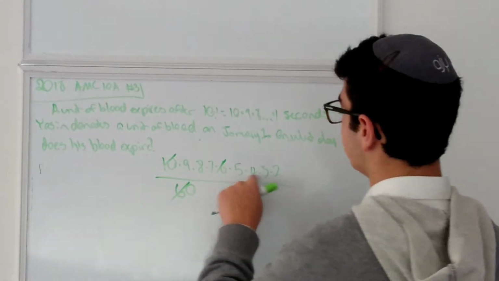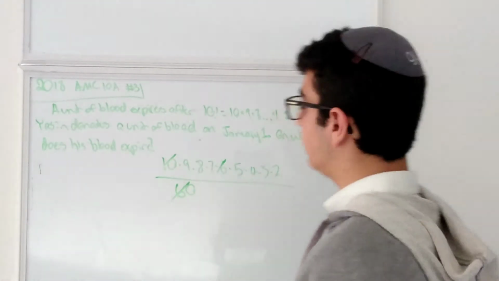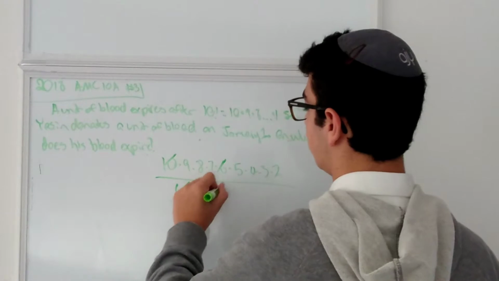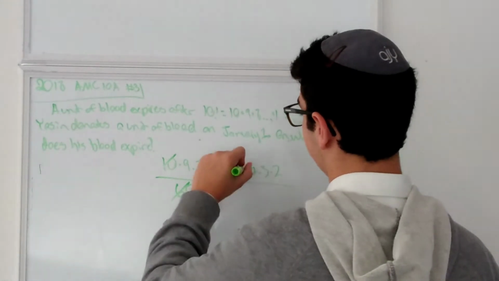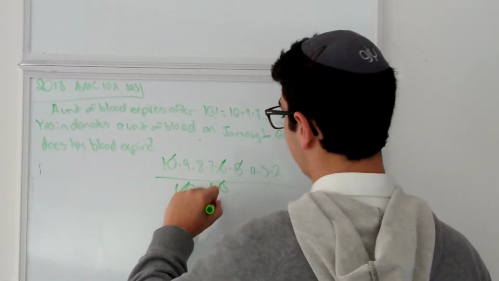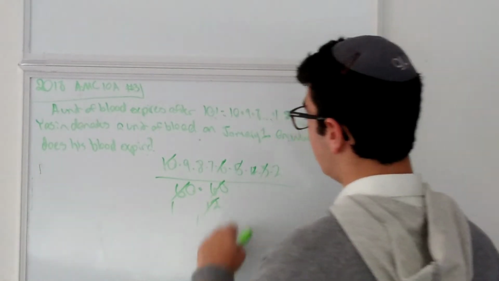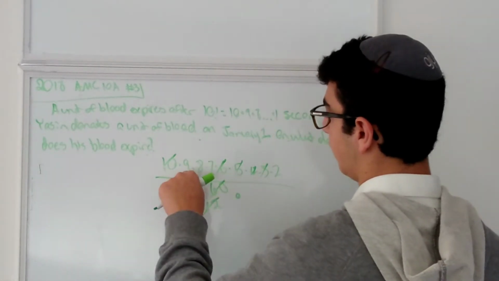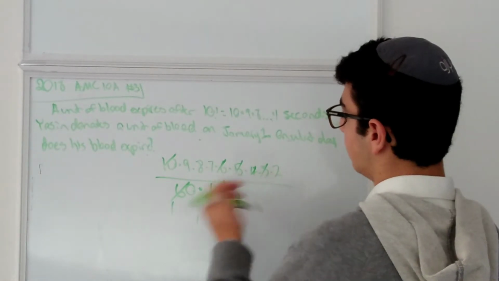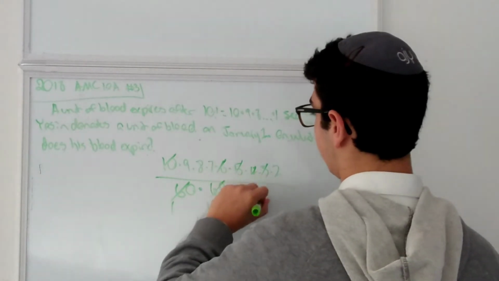I have all these numbers left, so I know that it's going to be multiple minutes. So I'm going to put this in terms of hours. Again, I divide by 60. Well, 5 divides into 10, then 4 and 3 put it down to 1. So now I still have 9, 8, 7, and 2 left. So I'm going to put this into days.